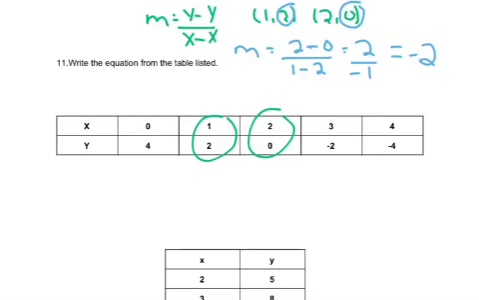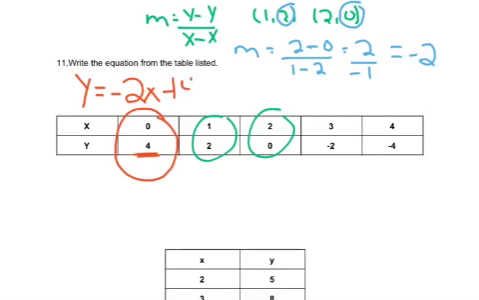And actually, you could do that long process to find your y-intercept. Or if you remember the trick, if you see when x is 0 in the table, whatever your y value is your b. So my equation would look like y equals negative 2x plus 4. Remember that trick only works when you see the x is 0 in your table.